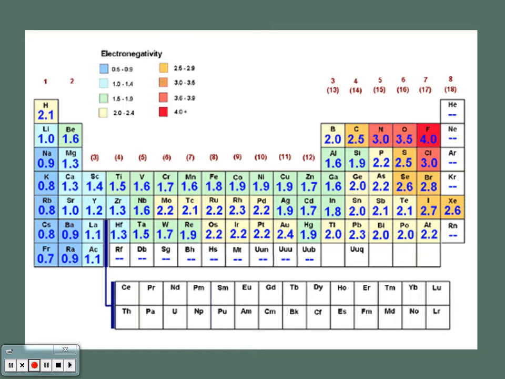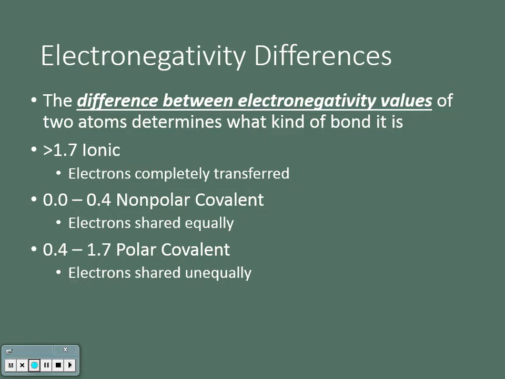So if we take a look at the two electronegativity values, and the difference between them is greater than 1.7, we say that those electrons are completely transferred from one atom to the other atom. There is no sharing going on in that situation, because one very much wants to gain electrons, the other one not so much, and so we end up with electrons being completely transferred from one atom to the other. Okay?